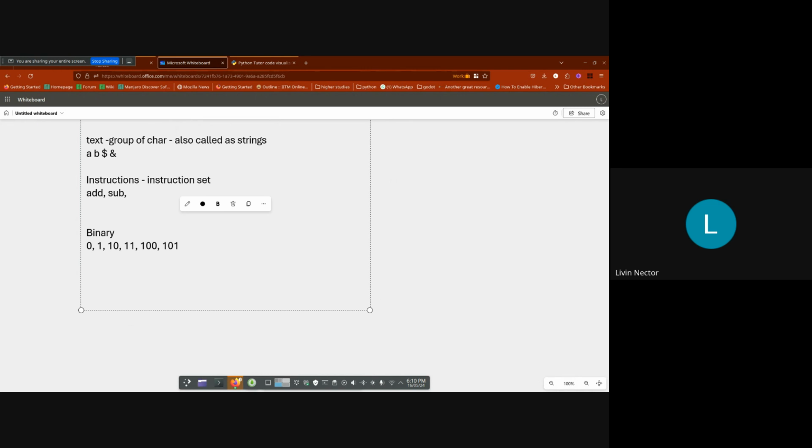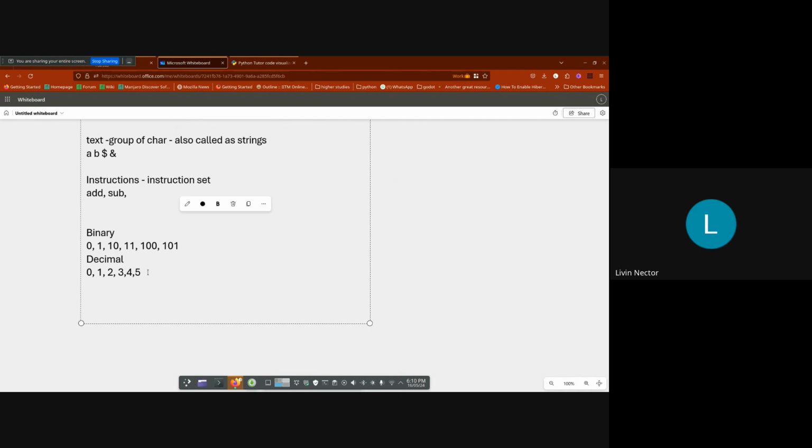Each number corresponds to one natural number, one integer kind of thing, right? So it will be 0 and 1, I'm writing it in decimal: 0, 1, 2. The corresponding value for 2 is 10 in binary, right? Then 3, 4, 5. So you can see 11 is 3, and 100 is 4.